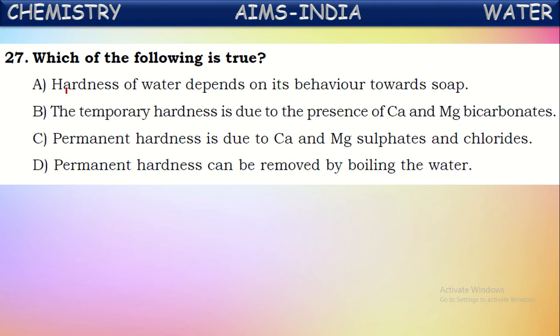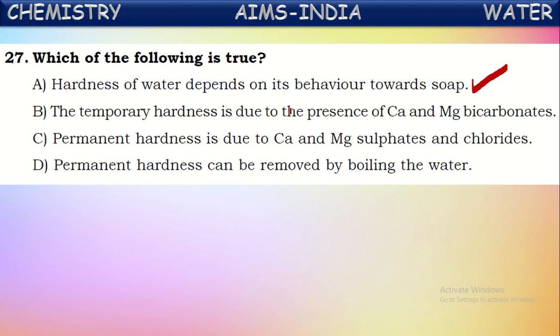See, the first one among these: hardness of water depends on its behavior towards soap. Yes, we define based upon this only. If the water gives freely lather with the soap solution, then it is called soft water. If water does not give lather freely with the soap solution, then it is called hard water. So hardness can be explained based upon the soap solution behavior.